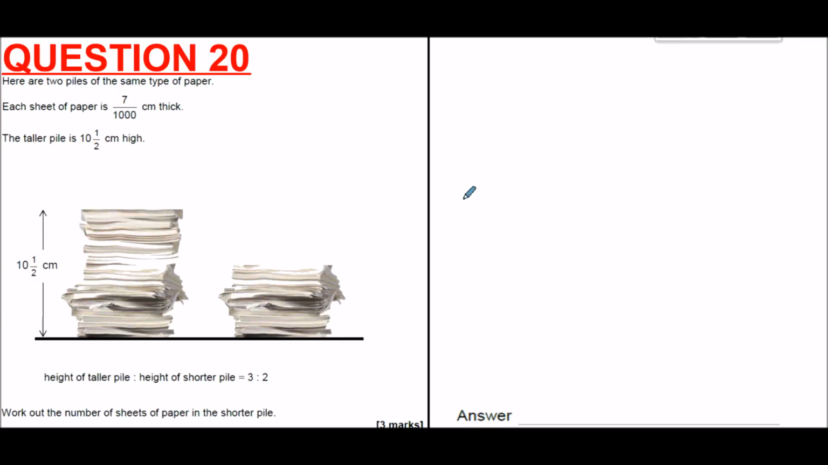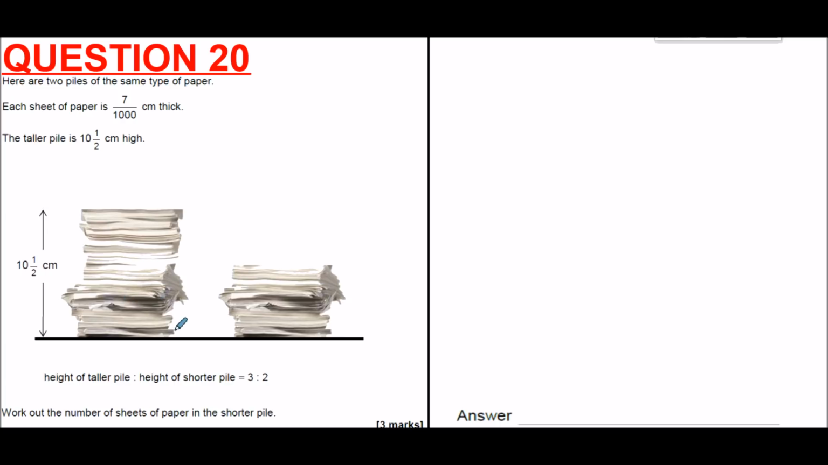Question 20. Got two piles of the same type of paper. Each sheet of paper is 7/1000ths of a centimetre thick. And we're told that the taller pile is 10.5 centimetres high. And so how many of those little bits of paper would you need to stack up to get to 10.5?